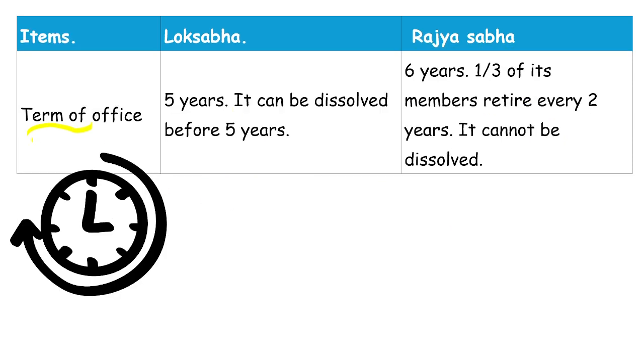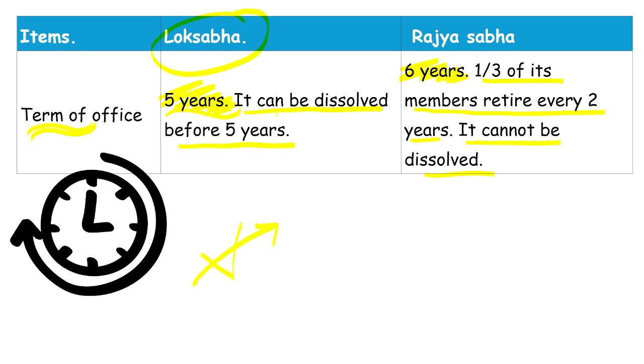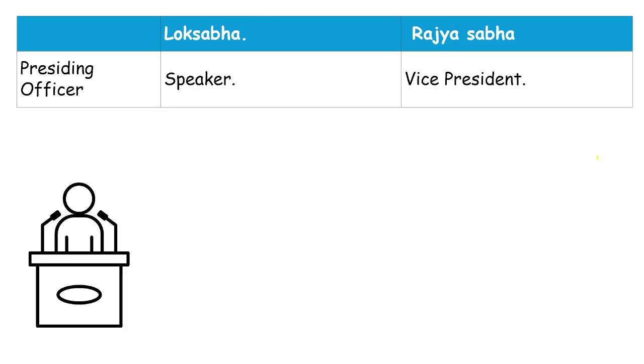Now when we talk about the term of office, Lok Sabha is 5 years, whereas Rajya Sabha is 6 years. It can be dissolved before 5 years in Lok Sabha, whereas in Rajya Sabha 1/3 of its members retire every 2 years and it cannot be dissolved. This is also very important. Again I am repeating, for Lok Sabha the term of office is 5 years and it can be dissolved before 5 years. Whereas in Rajya Sabha the term of office is 6 years, 1/3 of its members retire every 2 years, and it cannot be dissolved. Now the presiding officer for Lok Sabha is the speaker, whereas in Rajya Sabha it is the vice president.